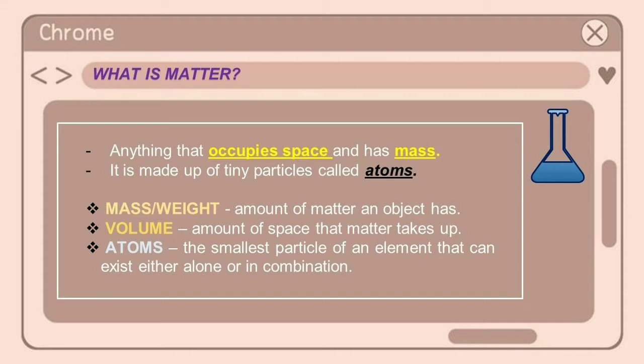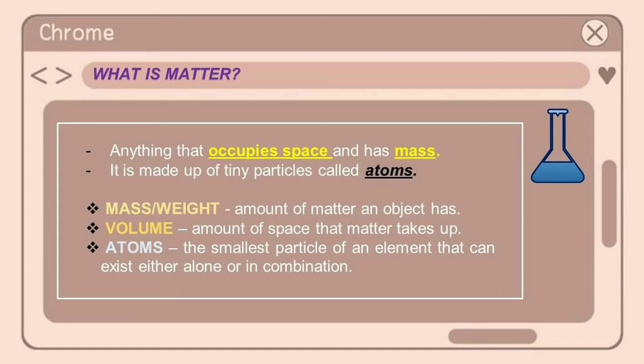Matter is anything that occupies space and has mass, meaning it has volume and weight. Volume means the amount of space that matter takes up, while the mass or weight is the amount of matter an object has. For example, you have one big red ball and one small blue ball. Both balls are made of matter. They both take up space and have mass.